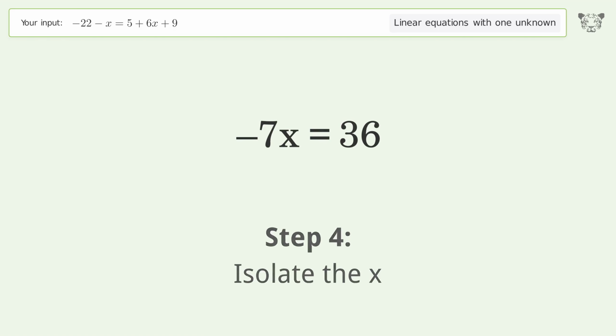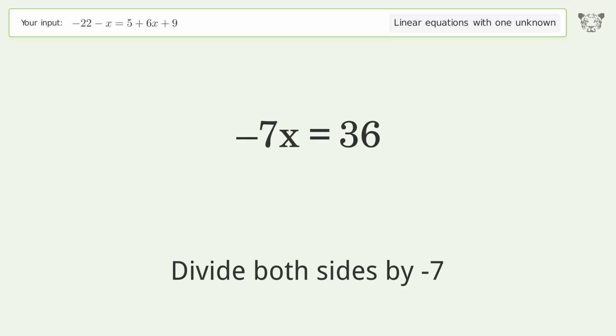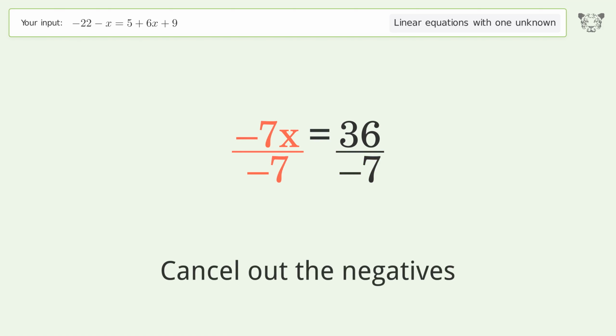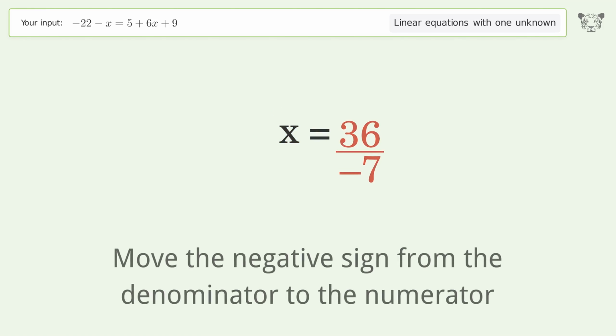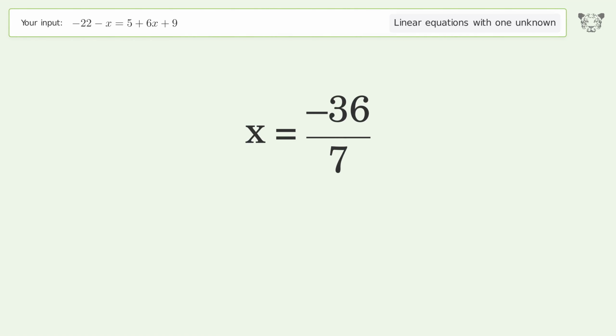Isolate the x. Divide both sides by negative 7. Cancel out the negatives. Simplify the fraction. Move the negative sign from the denominator to the numerator. And so the final result is x equals negative 36 over 7.